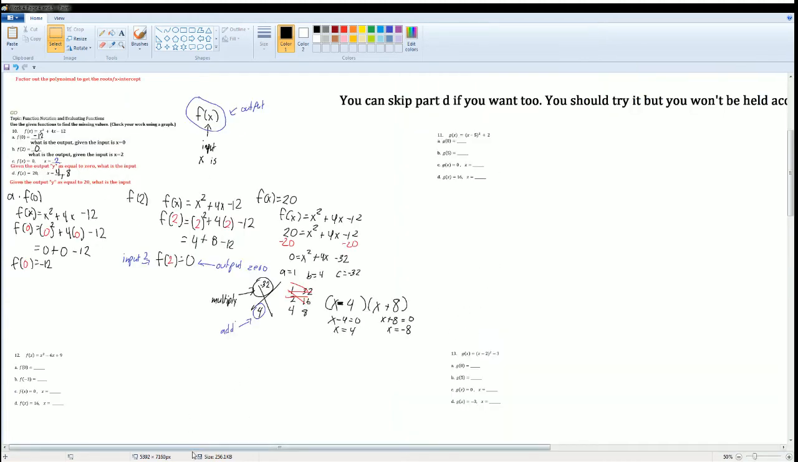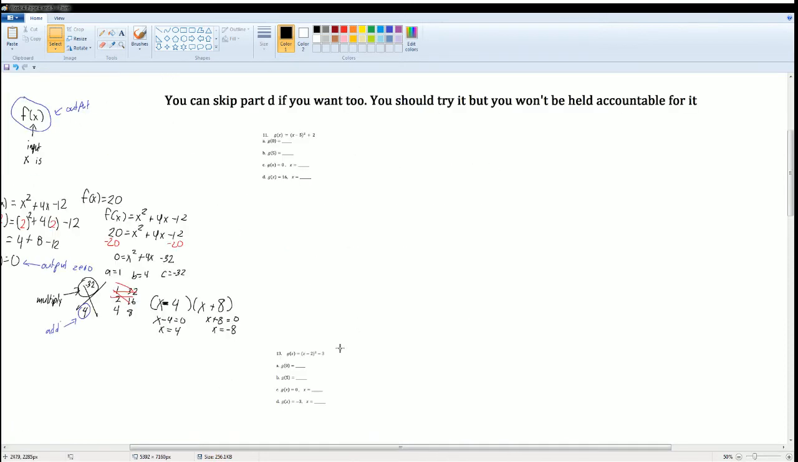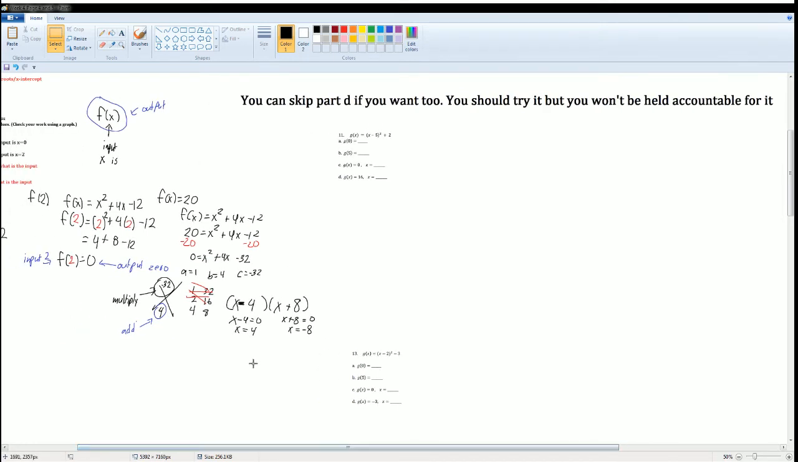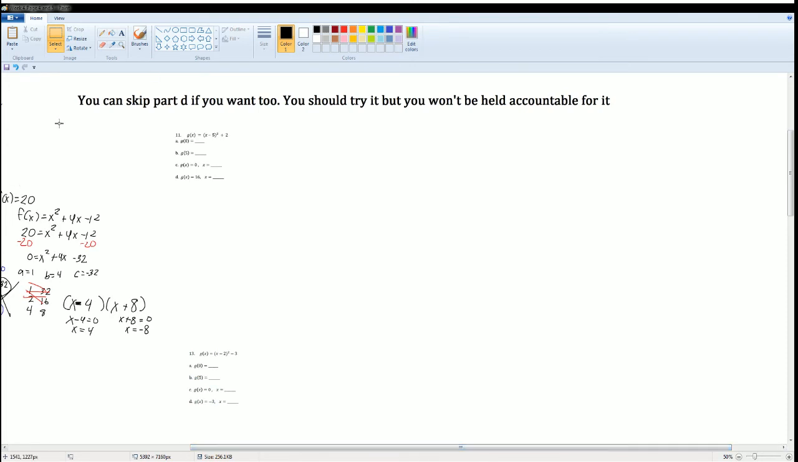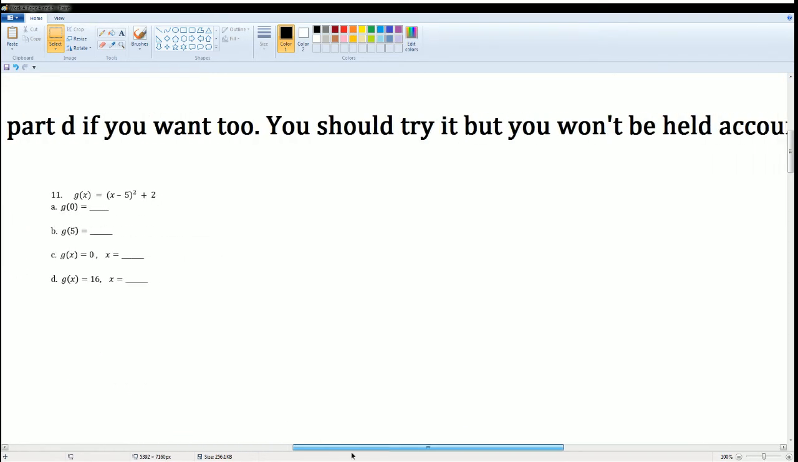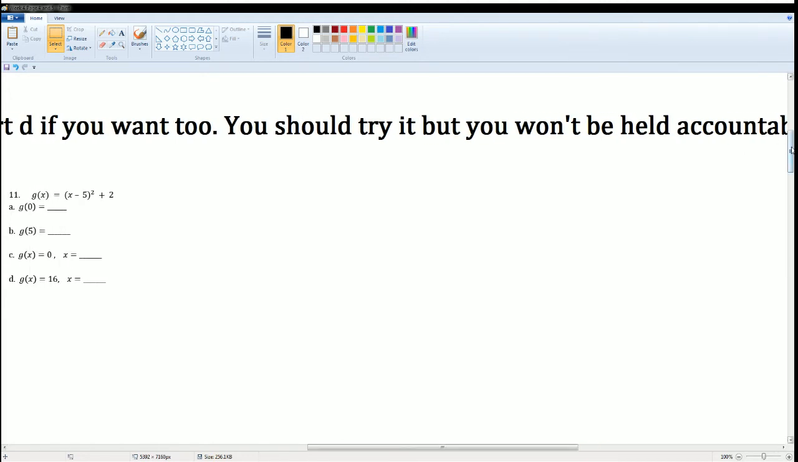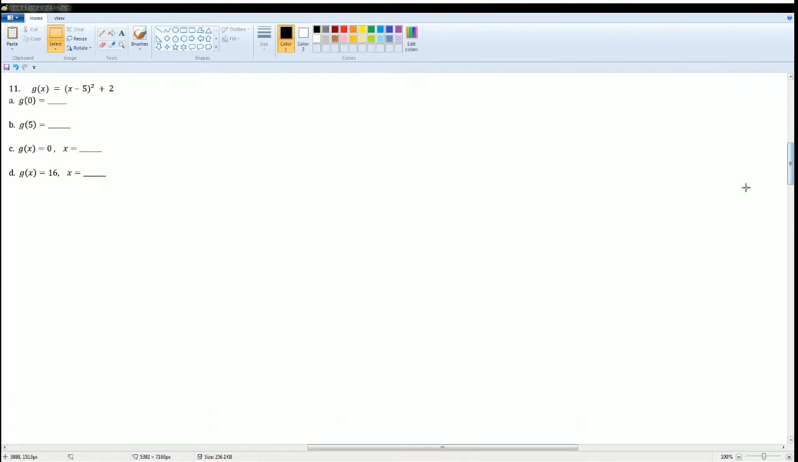Before we move on, I want to give a disclaimer. I looked through 11, 12, 13, 14, and 15, and part D will actually require you to factor. This whole process is the process of factoring, and you're going to be doing that next week, okay? So I'm going to give you the option here. You can skip part D if you want to. You're not going to be held accountable for it, but you still have to do the rest, okay? I'm going to show you how to do all of it, but I'm not going to hold you accountable for it. You should try it because those are very good problems.